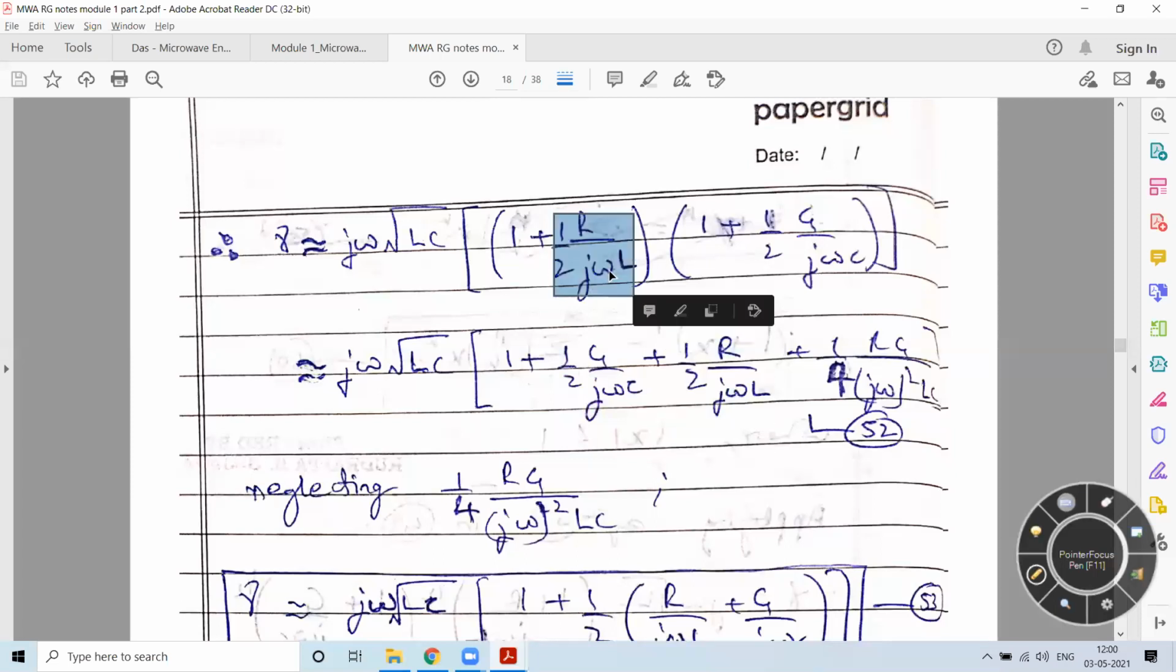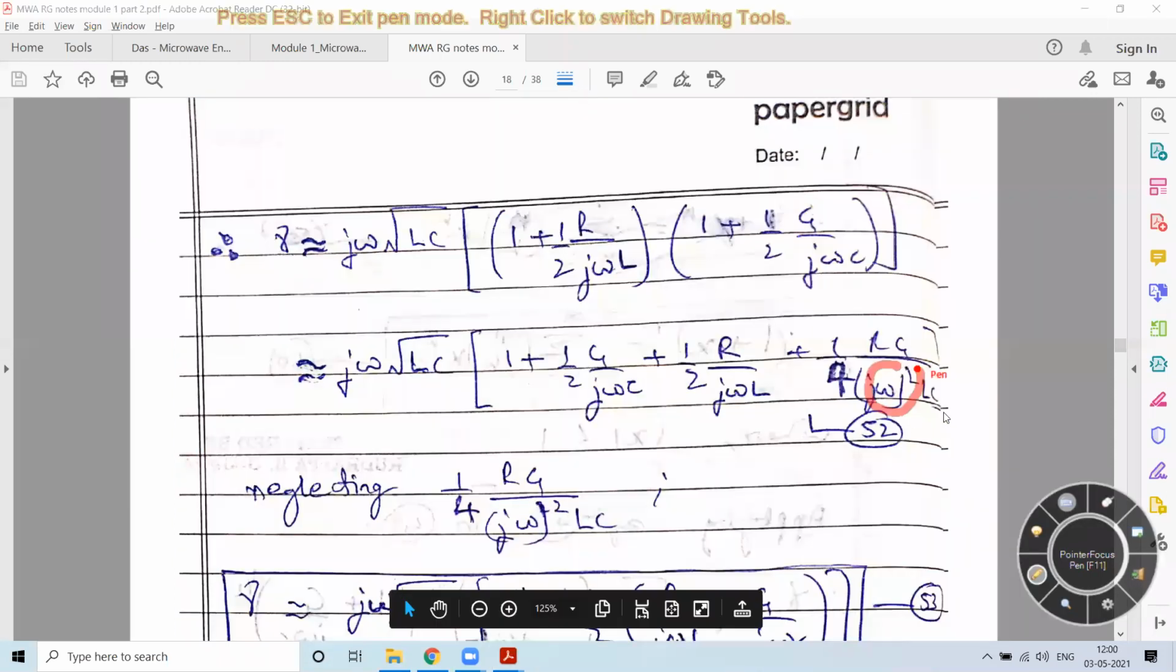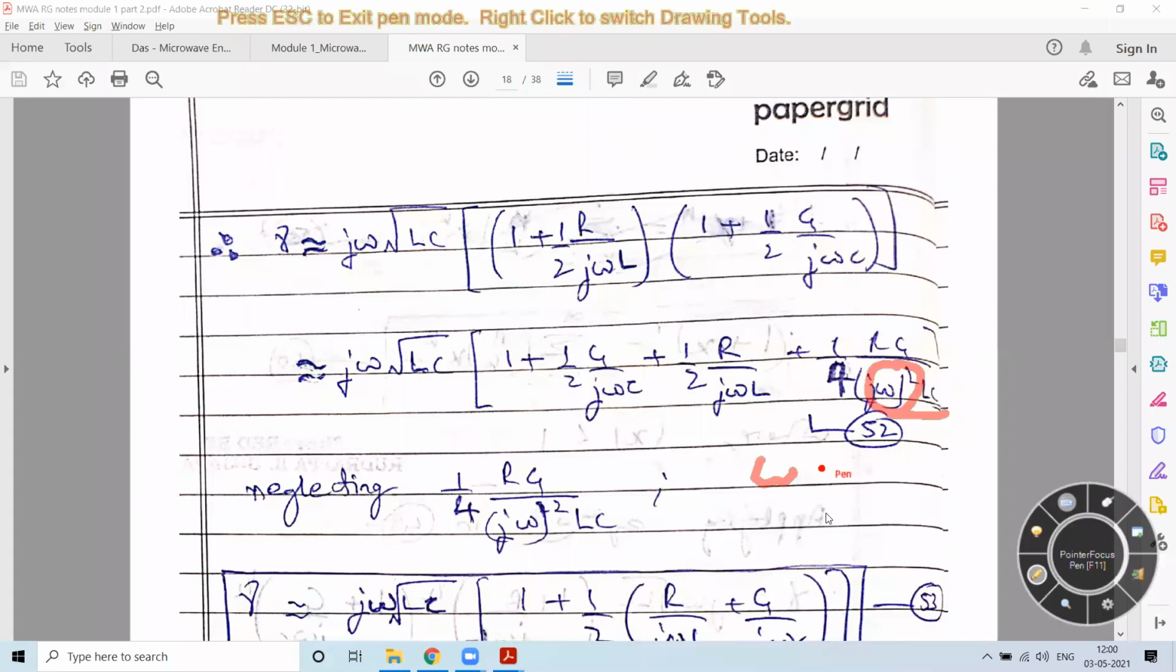Last two, when I multiply half into R by j omega L with half into G by j omega C, you can see that I get 1/4 into R into G divided by (j omega) square. So here I am getting what? Again, it is in terms of omega square. Since we are considering omega C and omega L to be much greater than, this is with respect to conductance and this is with respect to resistance. So this is the case.